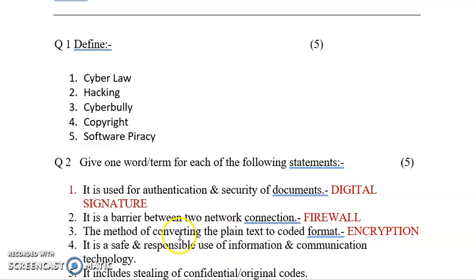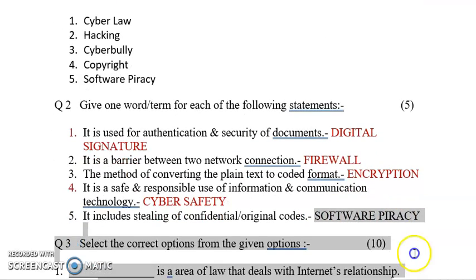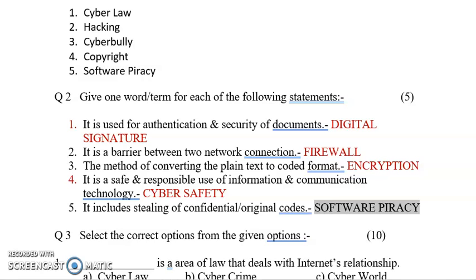Next is, it is a safe and responsible use of information communication technology. So the answer is cyber safety. Next is, it includes stealing of confidential and original codes. So stealing of confidential and original code is nothing but software piracy. So whatever is made by the owner, that code is stolen by someone else and it is used to make his own or her profit.